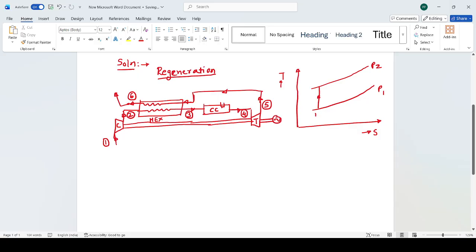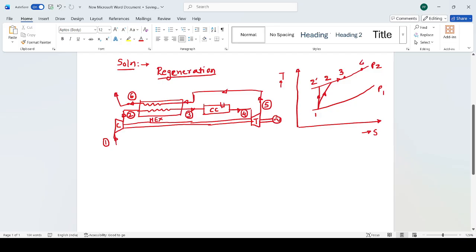Let us say 1 to 2 dash is the isentropic compression process, and I know that the isentropic efficiency of the compressor is given to me. So the actual compression process will differ, 1 to 2 actual compression process. Then 2 to 3 is nothing but the heat which is utilized in the regenerator. Heating of the air will take place before it is admitted in the combustion chamber.